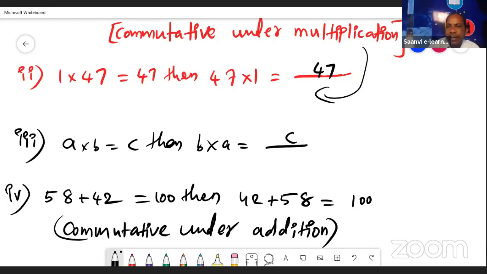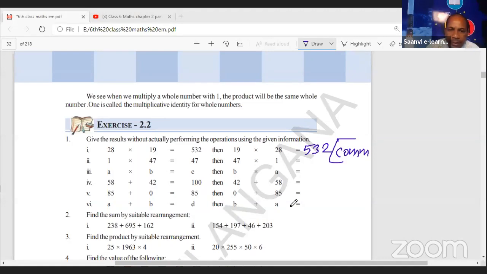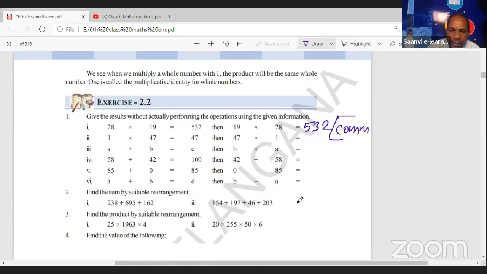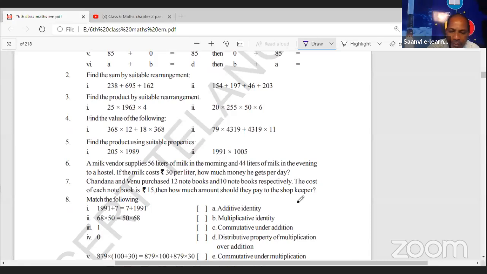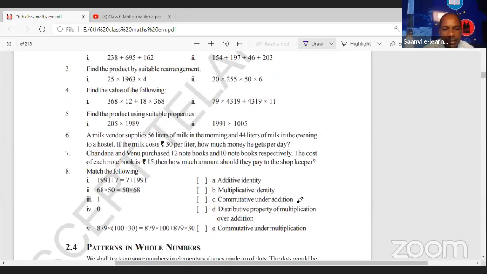Okay. So in the same way, you write the remaining, children. Write the result first and then after that write which property is involved there. And after that, see the last bit, that is the 8th bit, match the following.